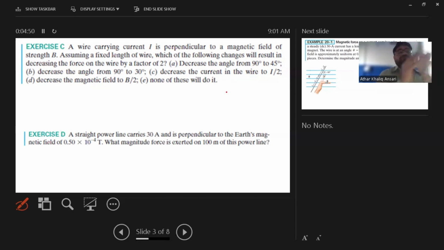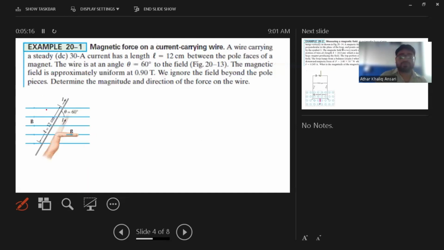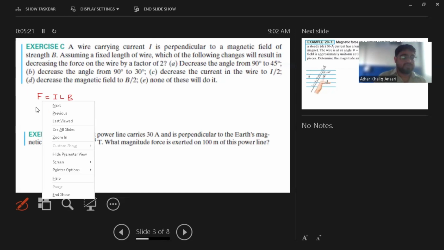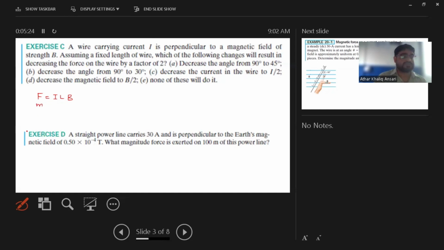To find the force, here are some options you can see. If the wire has current flowing through it, and current I is perpendicular to the magnetic field, what is the rule? The rule is F is equal to ILB. When the magnetic field is perpendicular to the current, this is the maximum force. I can just write Fm to show that this is maximum.